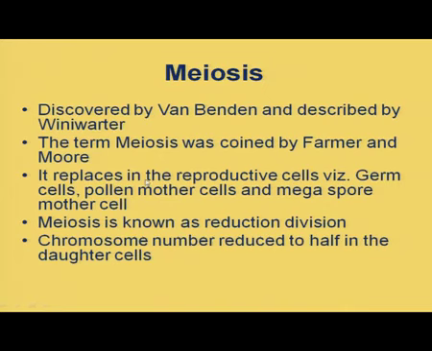It takes place in the reproductive cells or germ cells, pollen mother cells, megaspore mother cells. That means it takes place in diploid cells. Meiosis is known as reduction division. The chromosome number is reduced to half in the daughter cells.